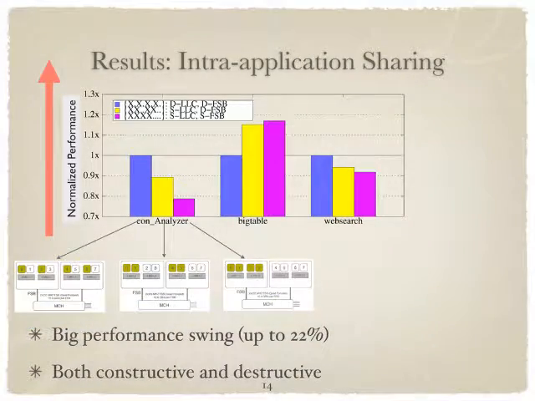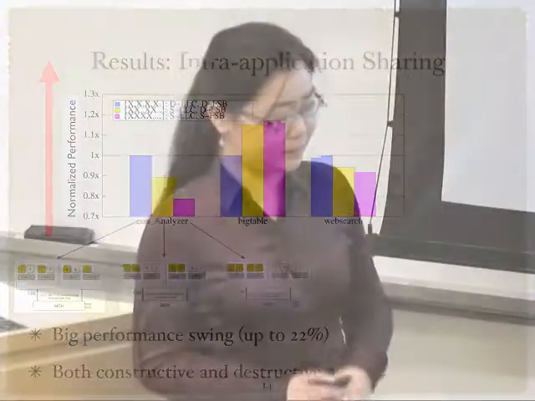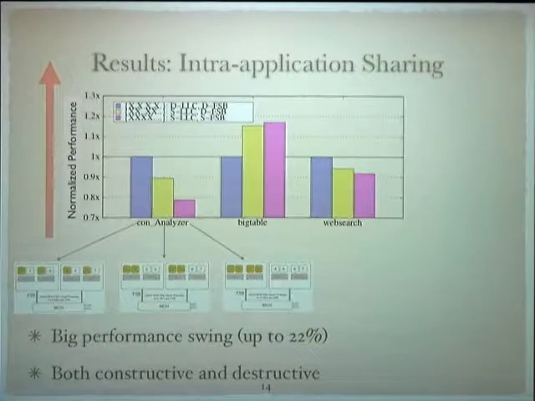So let me show you some of the key results that we found. There are more results and details of those applications in my publication, so we could talk offline. This is intra-application sharing, meaning we're interested in finding out the sharing among threads that belong to the same application. Here are the three large-scale applications we use, including web search and Bigtable. Content analyzer is a semantic analyzer.